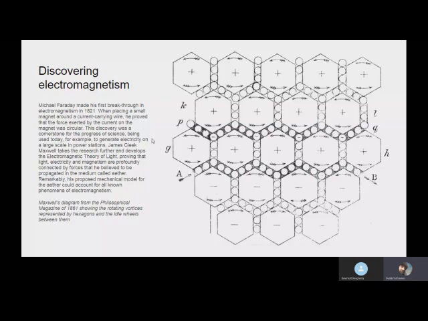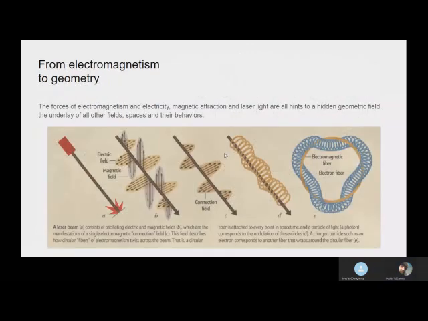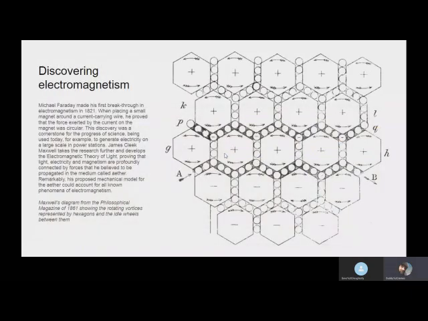James Clerk Maxwell takes the research further and develops the electromagnetic theory of light, proving that light, electricity, and magnetism are profoundly connected by forces that he believed to be propagated in the medium called ether. The vortex spin inside of ether, moreover, here. Remarkably, his proposed mechanical model for the ether could account for all known phenomena of electromagnetism, which we still use today.